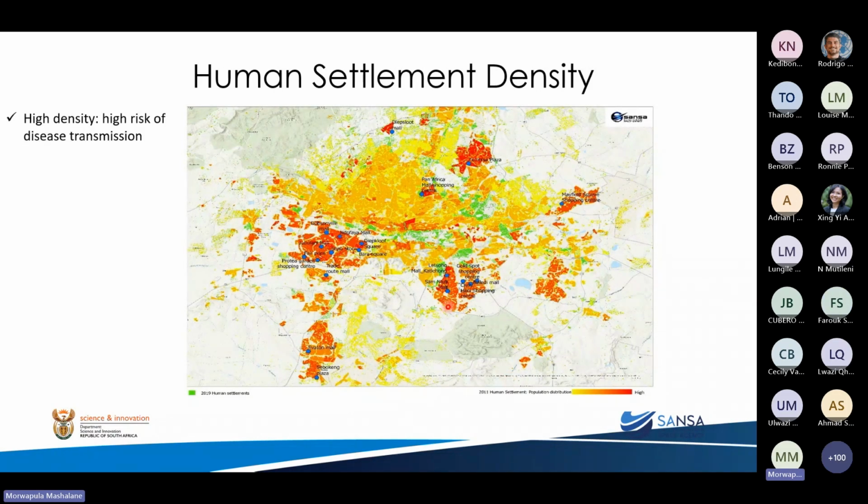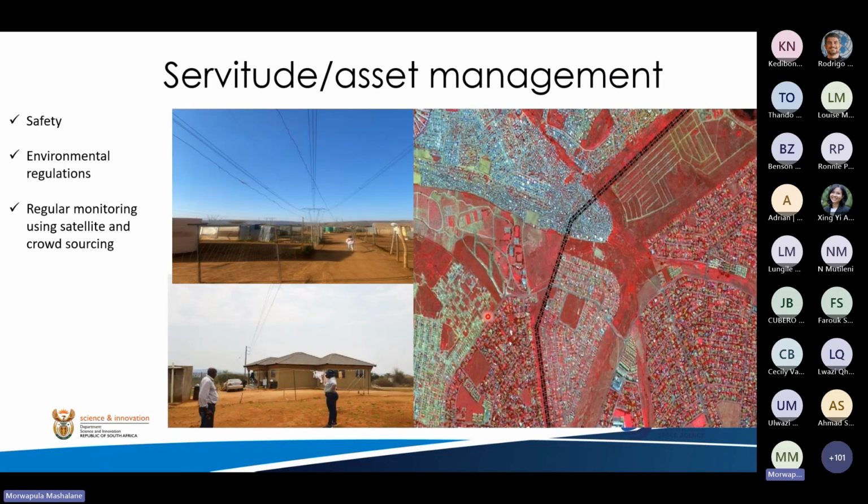The density of settlements can also be assessed using remote sensing, and this assists because it allows us to predict or study where there will be a high risk of disease transmission, especially diseases that are waterborne or airborne, even during the COVID lockdown. It was very important for us to assess those settlements where there is higher density, because once there is a case there, there's a higher chance that more people will be affected with that particular disease.